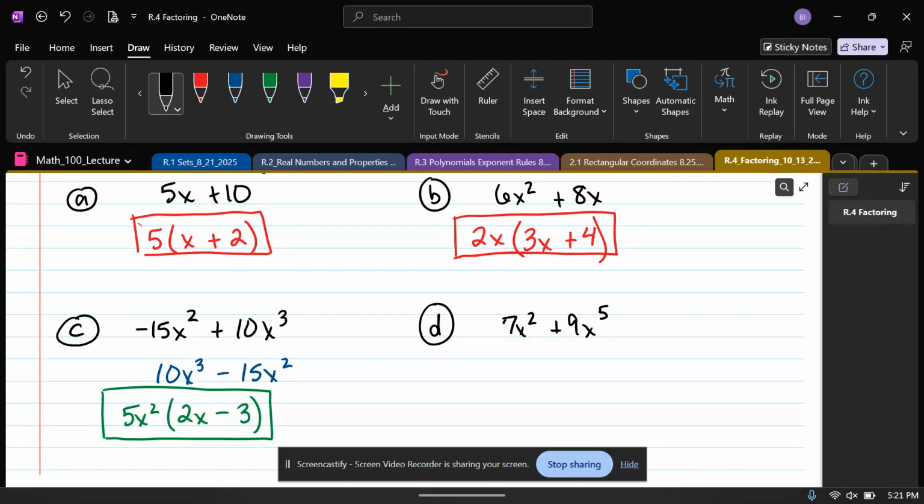So is it in the right order? No, definitely not in the right order. So I'm going to rewrite it as 9x to the 5th plus 7x to the 2nd. So it's a plus because that was a positive 7x squared. And that 9x to the 5th was positive, so it's just regular 9x to the 5th. So now, GCF of that.